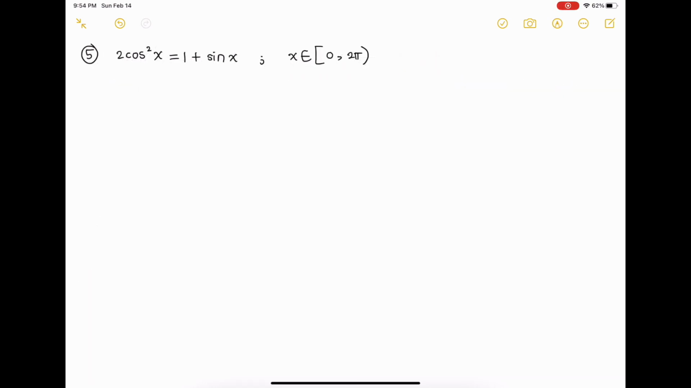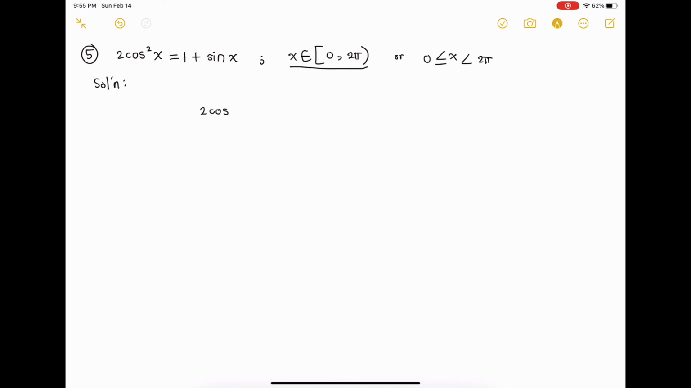For our last example, number 5, solve 2 cosine squared x equals 1 plus sine x such that x is an element of 0 to 2 pi, 0 inclusive. Do not forget that this is just equivalent to saying x is greater than or equal to 0 but less than 2 pi. So to solve for number 5, first, we need to have it in a way that the right hand side is equal to 0. So we need to use subtraction property for this one.